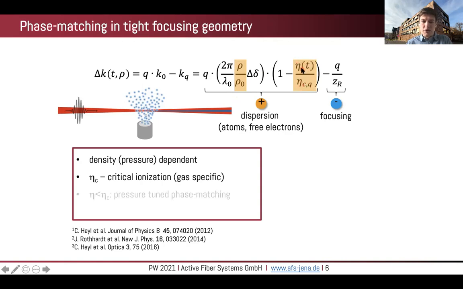ionization. And this already shows that only if your ionization is lower than the critical ionization, that is, you cannot ionize your gas too much, then you are able to use this pressure dependent term to balance the focusing term and achieve phase matching in your HHG process. And the important message here also, which is not discussed in detail here, is that the efficiency of your process is more or less independent of your focusing conditions. And this means that you can use the high rep rate Ytterbium systems also to generate efficiently the harmonics.